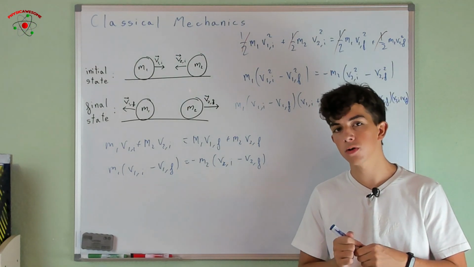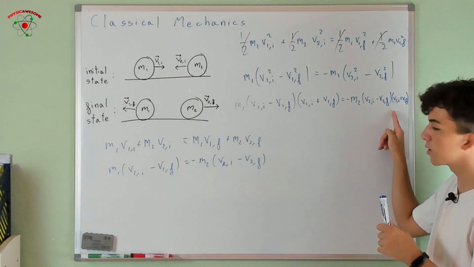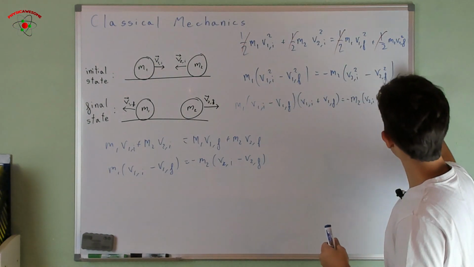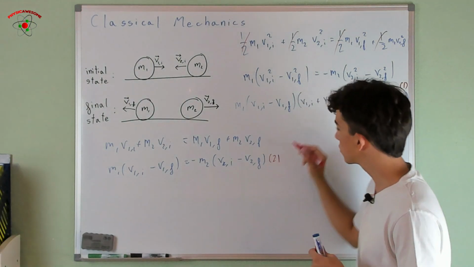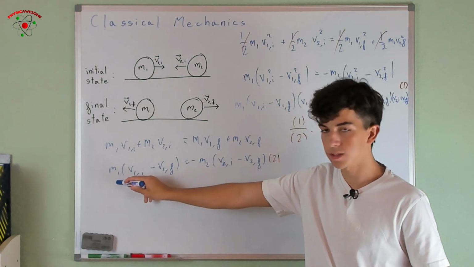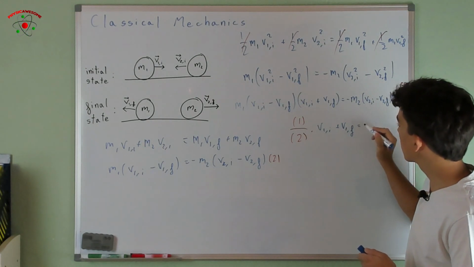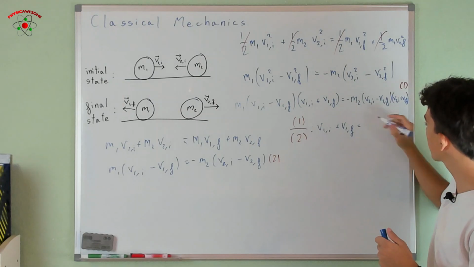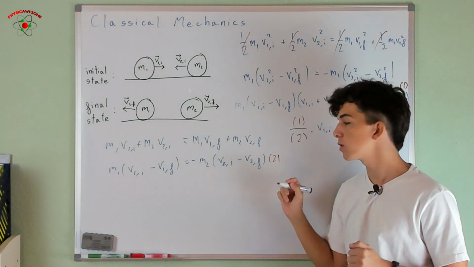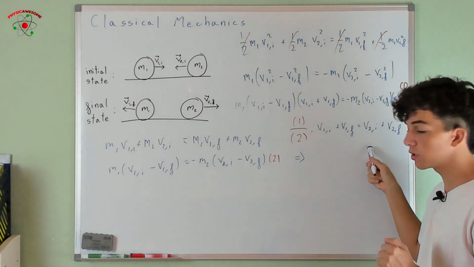And now that we have this, you may notice that this thing is right over here, and this thing is right over here. So we can divide this equation by this other equation. We'll call them 1 and 2, and what we're going to do is to divide 1 over 2. And this is going to give us, cancelling m1 and these two factors, v1 initial plus v1 final. And on the other side, we cancel the minus, the m2 and this factor, so we get v2 initial plus v2 final. And now, what we can do with this equation is to express it in terms of the relative velocities. So we'll get v1 initial minus v2 initial on this side.